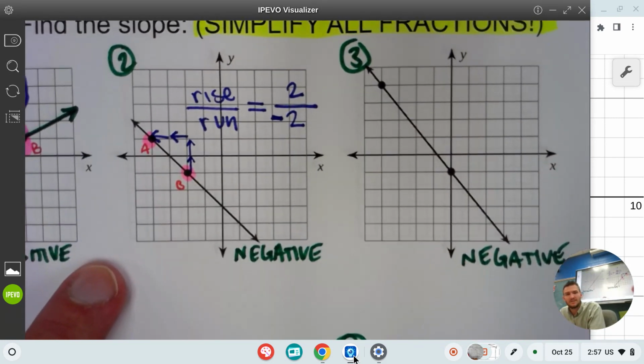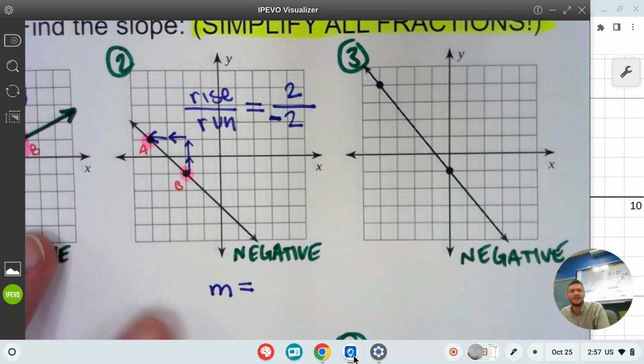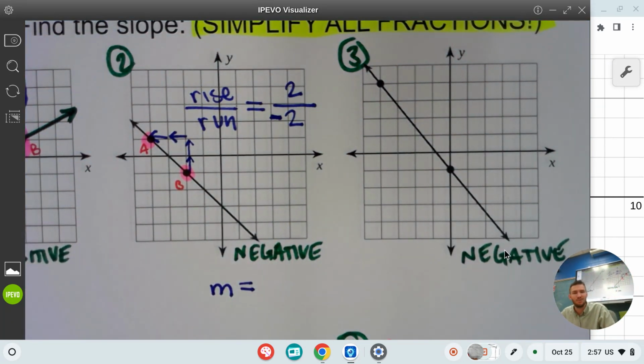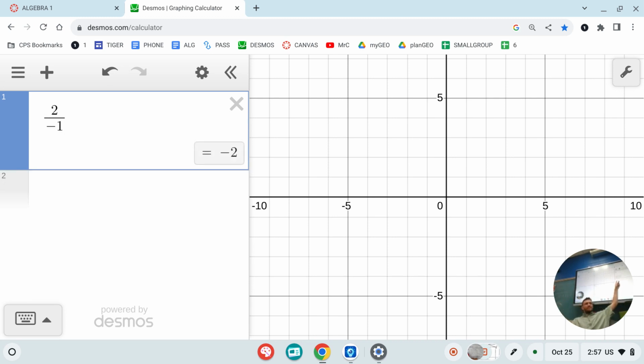It's supposed to just be 1 over negative 1. So here's what we need to do. We're going to write M equals. I told you needed Desmos today. Here's what you got to do. Go to Desmos, type it in. Fraction 2 on top of negative 2. That is the answer. You put negative 1.